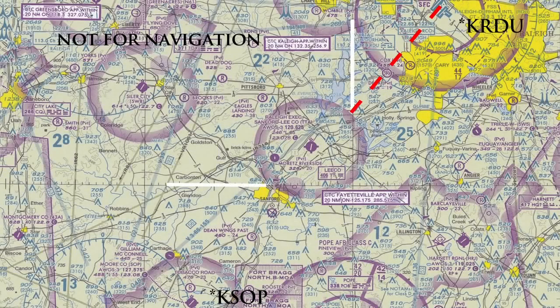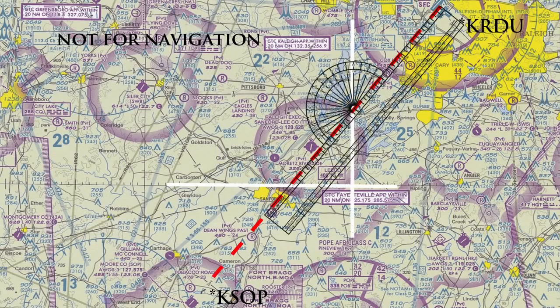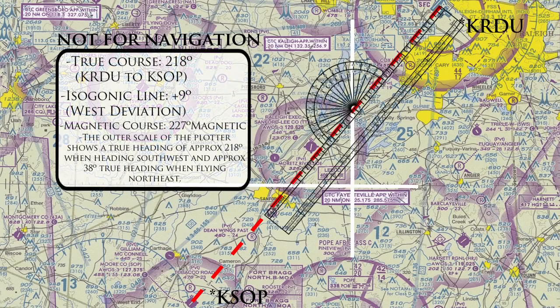Next, we need to find out our true course. To do this, we are simply going to line up the plotter with the course we have drawn. Make sure the plotter is lined up with the longitudinal line on the sectional. As you can see, if we follow the longitudinal line through the course plotter to the outer scale, our true course from Raleigh to Moore County is 218 degrees.